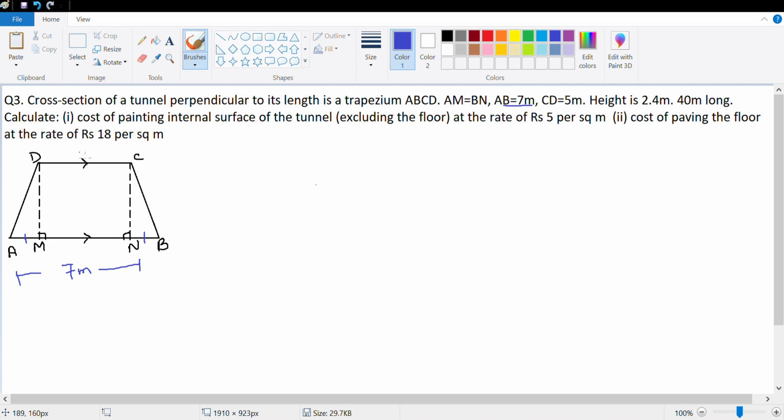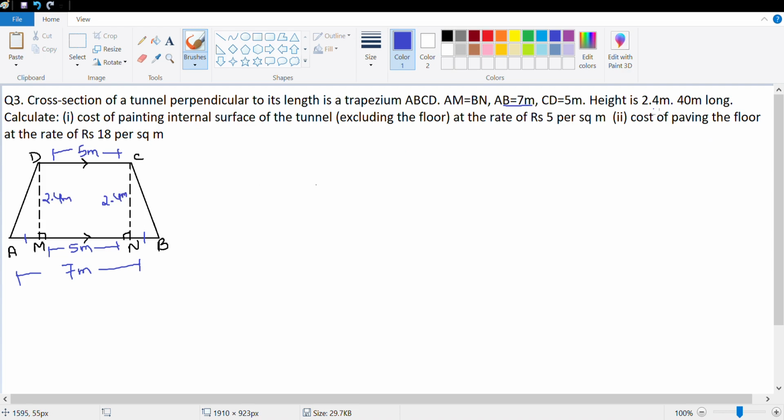CD is equal to 5 meter. CD is 5 meter, which means MN is also 5 meter. Good. Height is 2.4 meter, which means DM and CN both are 2.4 meter.